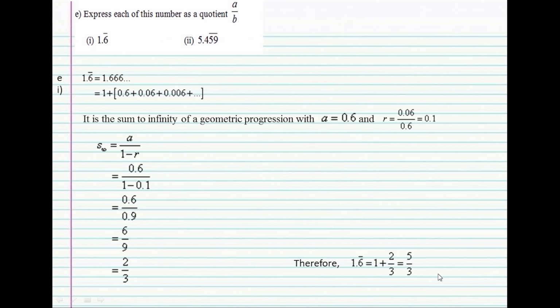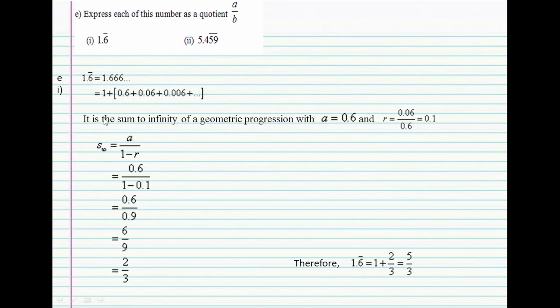Part A, express each of these numbers as a quotient, a over b, as a ratio. From a repeating decimal number, we have to convert this decimal number to a ratio or a quotient. So we know that 1.6 repeating is 1.666. The 6 is repeating. I take out the 1 and then make it a series, 0.6 plus 0.06 plus 0.006, so that we can see the pattern of the series, and then we can choose the right formula in the arithmetic series or the geometric series.